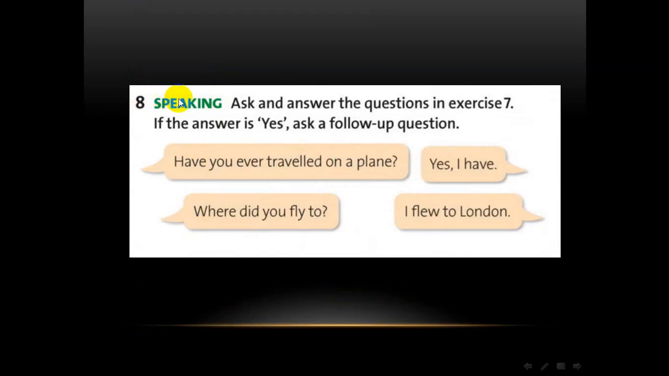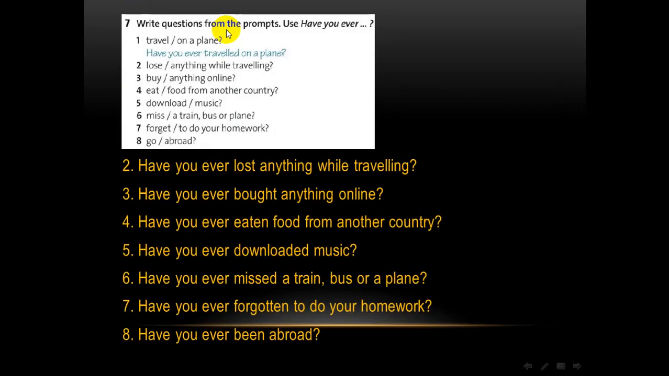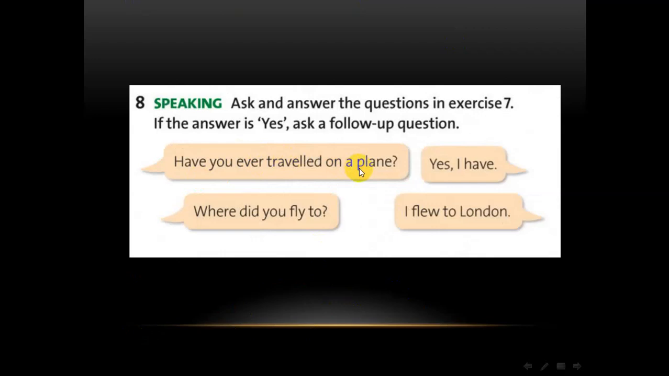Now finally we have speaking. Ask and answer the questions in exercise 7. Practice speaking. Try to answer the questions in exercise 7. Okay. Have you ever traveled on a plane? Yes, I have. Where did you fly to? I flew to London. Where did you fly to? I flew to London. So the first question about an experience is in the present perfect, then the rest of the details are in the past simple.